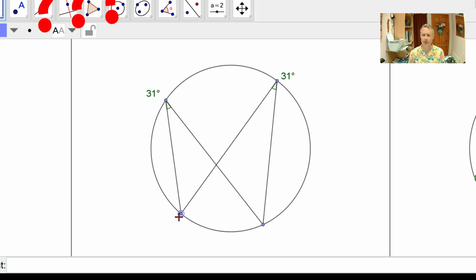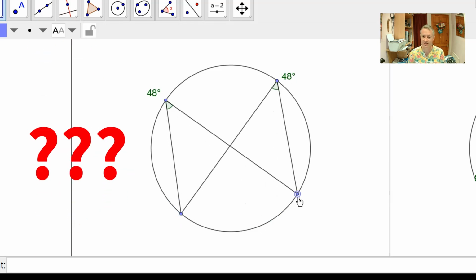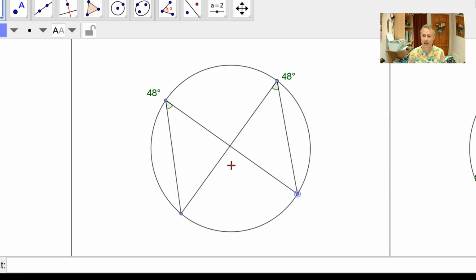So why would that be? Well, quite simply because if the center was marked on, then each of these angles, these 48-degree angles, is half whatever the angle at the center would be. So we can see this would have to be 96, so these would each have to be 48.